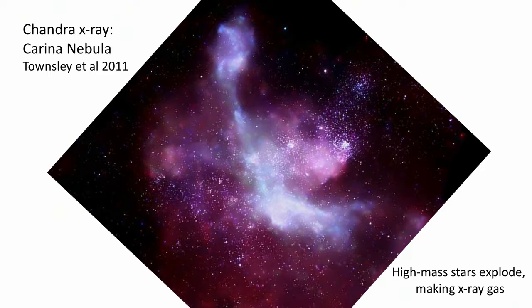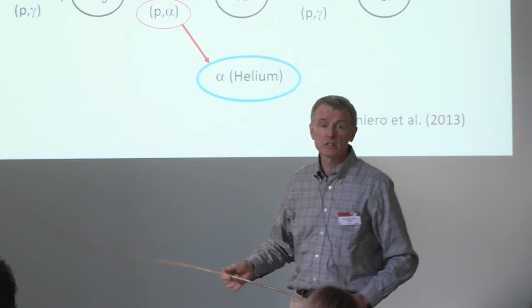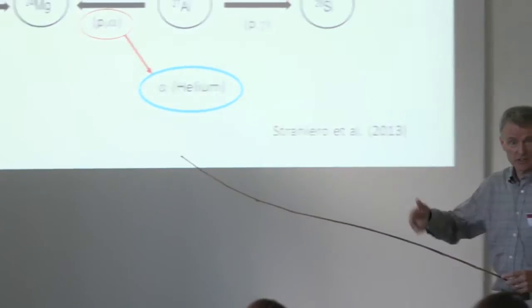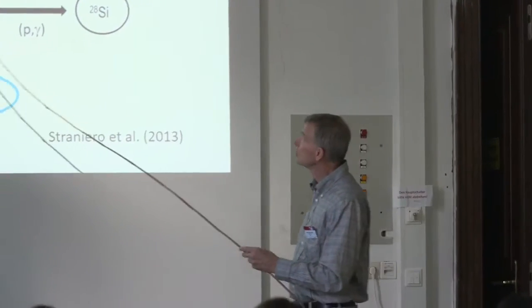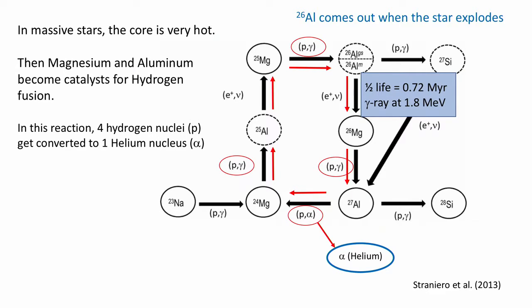Why is that important? Because a supernova comes from massive stars, and massive stars have not only a CNO cycle, but they have a magnesium-aluminum cycle for fusion. We take 4 hydrogens into a helium because of the catalysis of aluminum-magnesium going around like this. Well, part of that, this leg of it, makes aluminum-26, which is radioactive with a 0.7 million year lifetime. It decays to magnesium-26 excited state, which then relaxes, giving off a gamma ray at 1.8 MeV.